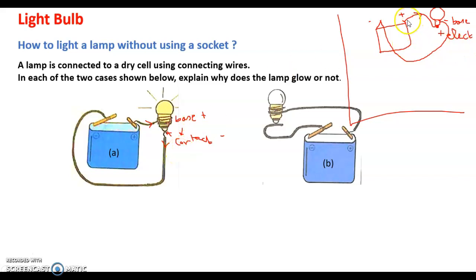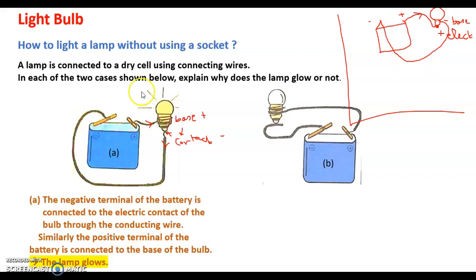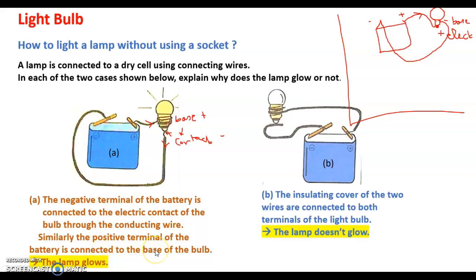However, if we had the positive terminal connected to the electrical contact as shown here instead of the base, and the base connected to the negative terminal, we know that the current comes out of the positive terminal of the battery. Now it's going to reach the electrical contact before it reaches the base. So actually it's flowing from the contact to the base. So now the contact is positive and the base is negative, and it continues its way to the negative terminal of the battery. So the negative terminal of the battery is connected to the electrical contact of the bulb through a conducting wire. Similarly, the positive terminal of the battery is connected to the base of the bulb, thus the lamp glows.